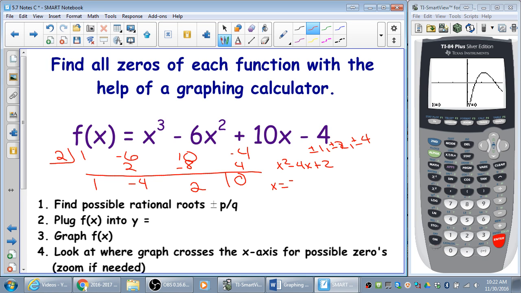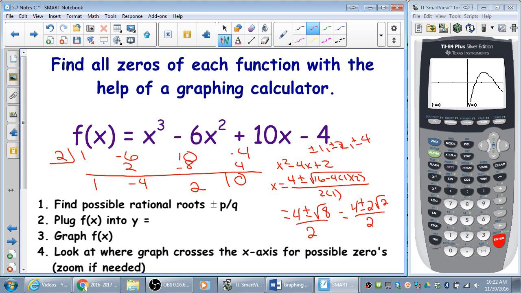So the other 2 are 4 plus or minus the square root of 16 minus 4 times 1 times 2, all over 2 times 1. There's your quadratic formula. 16 minus 8 is 8, so it will be real. That is 4 plus or minus 2 square root of 2 over 2.